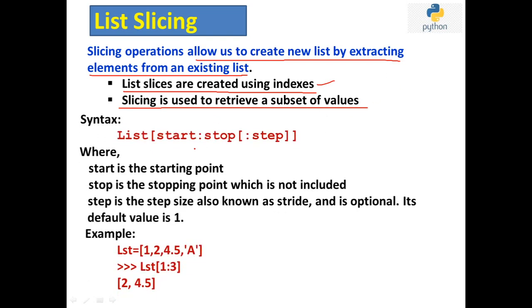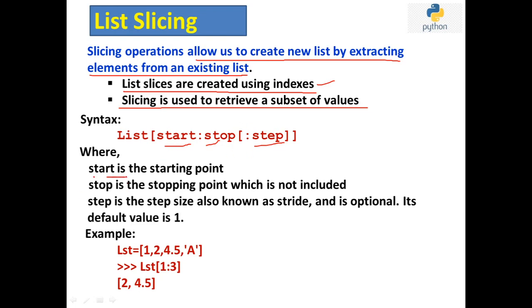What is the syntax for slicing? List, 3 values are there: start, colon, stop, colon, step. It is optional, that is why it is given within square brackets. We may write it or we may not write it.